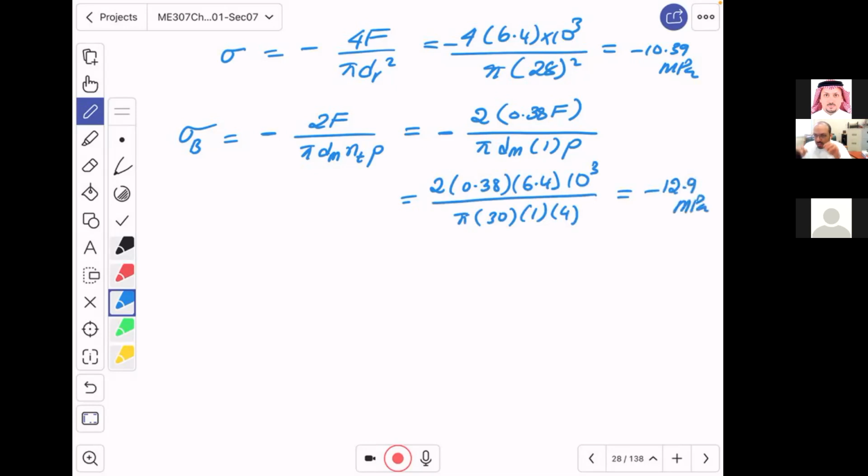Now remember, this stress is applied only on one thread. That thread is the one which is going to take the first portion of the load, which is the maximum, 38%. It is not every thread. Only one. The second one, we said, will take 25%. The other one will take 12, and so on.